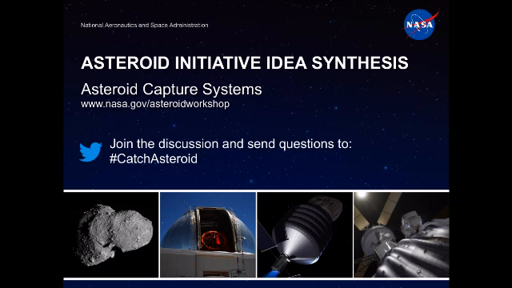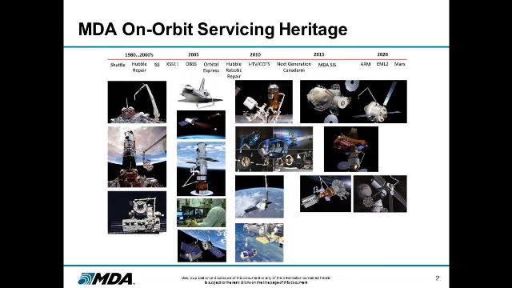I'll start off with a really quick overview of MDA. MDA used to be Spar Aerospace in the 80s, 90s, and early 2000s. Our history of capturing either cooperative or uncooperative objects in space started back in the 80s with the Shuttle Remote Manipulator System, doing work capturing and repairing the Hubble Space Telescope, adding extensions and different features to our robot manipulators to survey the underbelly of the space shuttle.